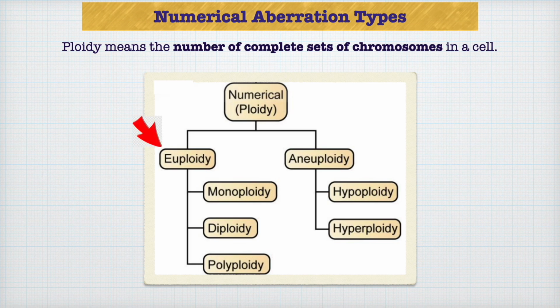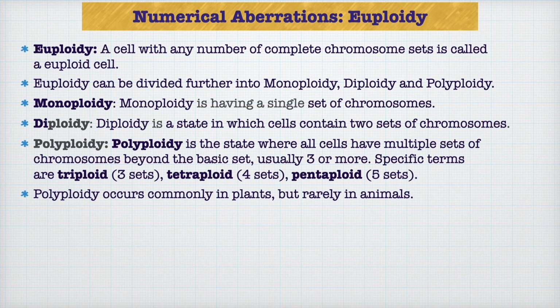Numerical aberration types. Euploidy and aneuploidy are further divisions of numerical aberrations. Monoploidy, diploidy, and polyploidy are subdivisions of euploidy. Hypoploidy and hyperploidy are subdivisions of aneuploidy. Let us understand all these terms one by one. Numerical aberration, euploidy. In euploidy, human cells have chromosomes in multiples of 23. That is, they have 23 chromosomes, 69 chromosomes, 92 chromosomes, and so on. Having 46 chromosomes in a cell is normal, it is not an aberration.